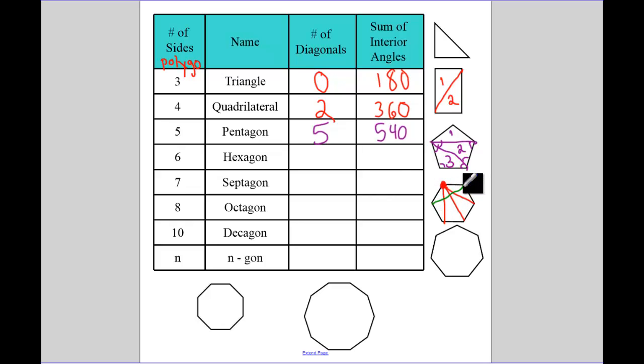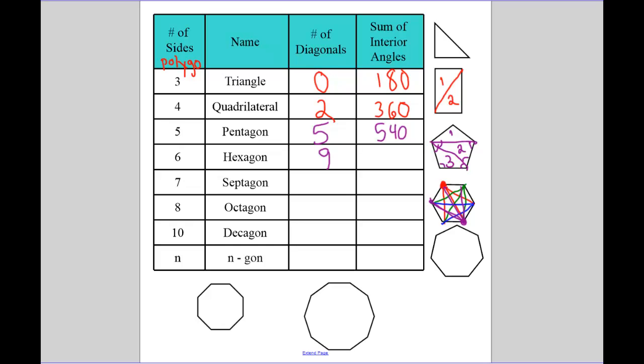4, 5, 6. This vertex here is paired with 1. So that's our 7th, our 8th, and then this vertex is paired with, so that's our 9th one. So notice how each vertex is paired with 1, 2, 3. 3 less than the number of vertices. So the number of diagonals in our hexagon is 9.